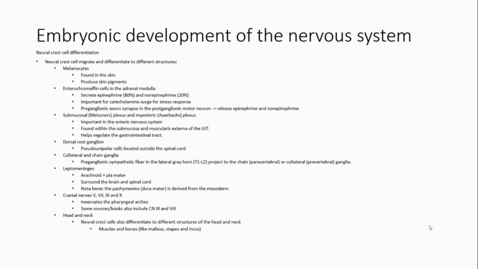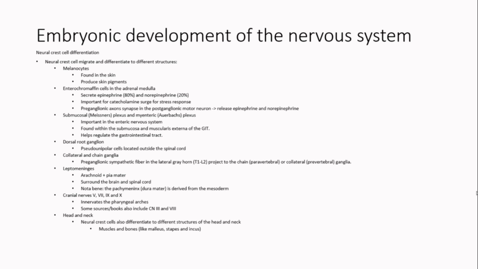They are important. They are a part of the enteric nervous system, and they are important in regulating the gastrointestinal tract. They will make up the dorsal root ganglia, which are pseudounipolar cells located outside the spinal cord. The collateral and chain ganglia, which are part of the sympathetic nervous system, and the leptomeninges, which are the arachnoid mater and the pia mater, not the pachymeninges, so not the dura mater, because it's derived from the mesoderm.